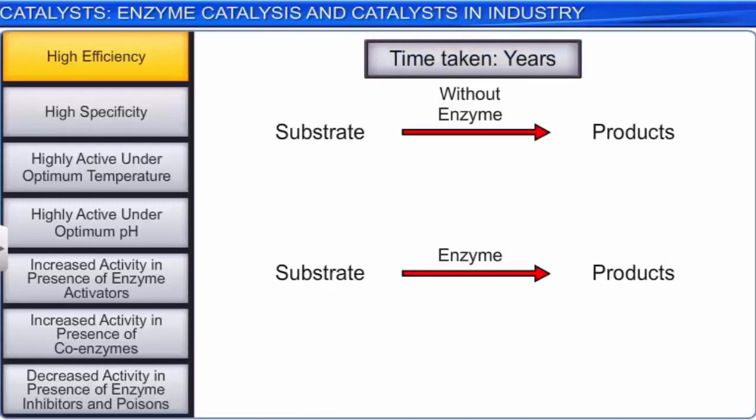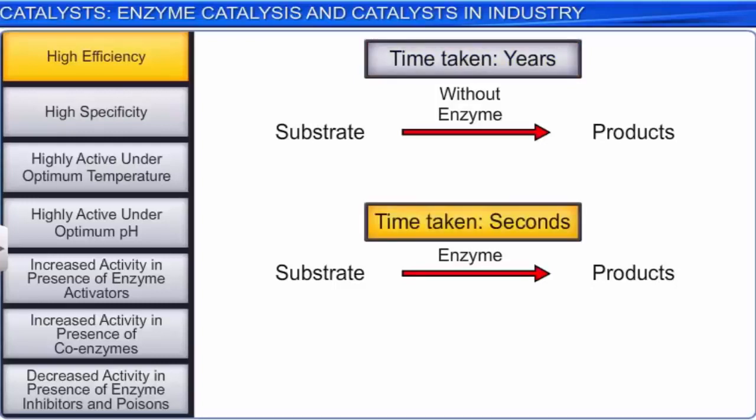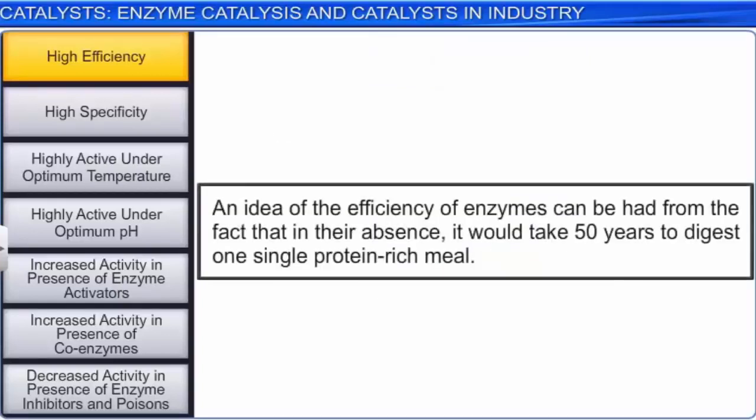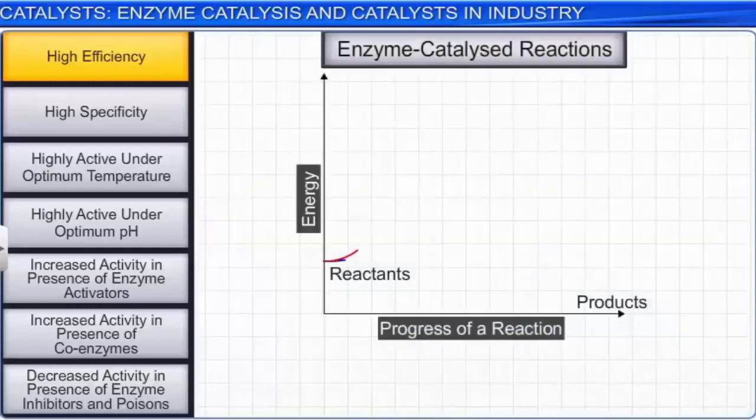An idea of the efficiency of enzymes can be had from the fact that in their absence, it would take 50 years to digest one single protein-rich meal. Thus, we conclude that enzymes are very efficient catalysts. They speed up reactions by lowering their activation energy.